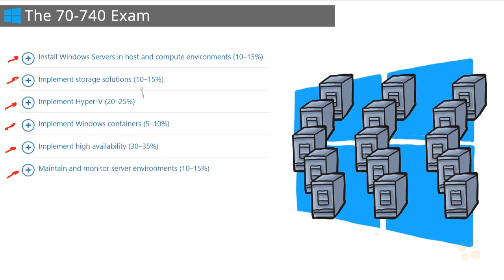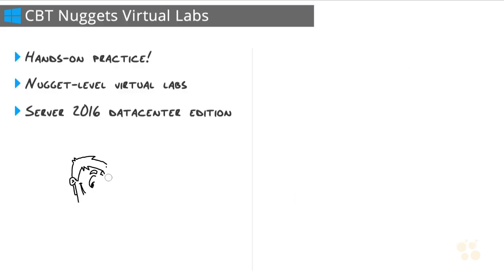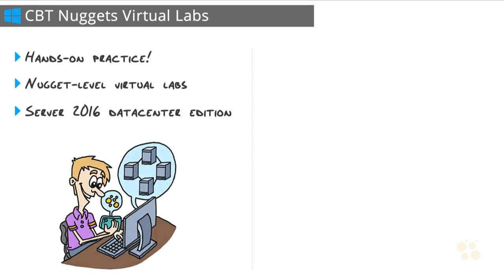Also, notice these percentages here, specifically Hyper-V and high availability. Hit these sections hard because together they take up 50 to 60% of the exam, and I left no stone unturned in either of those sections, so we will certainly hit them hard in the nuggets and in the virtual lab.